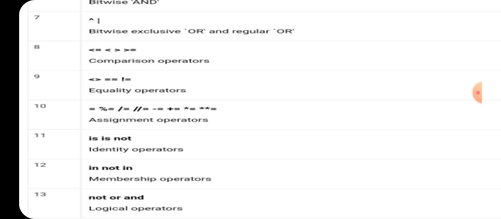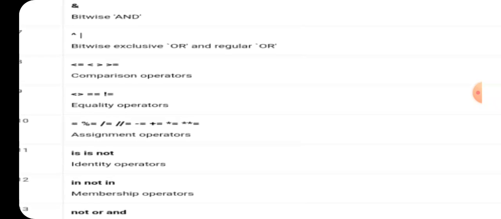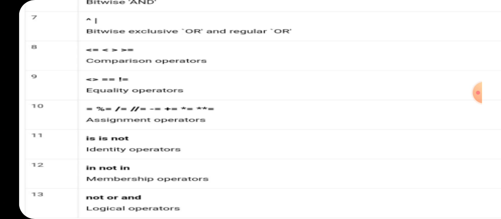Okay, then assignment operators: equal, modulus equal, division equal, floor division equal, minus equal, plus equal, star equal, and exponential equal. These are all assignment operators having lower priority than the equality, comparison, bitwise, etc. Is, is not, जो हमने अभी पढ़ा, that is the identity operator having lower priority. Then in, not in, membership operator. And the last one is not, or and, meaning the logical operators, having the lowest priority amongst all the other operators present in the Python programming language.